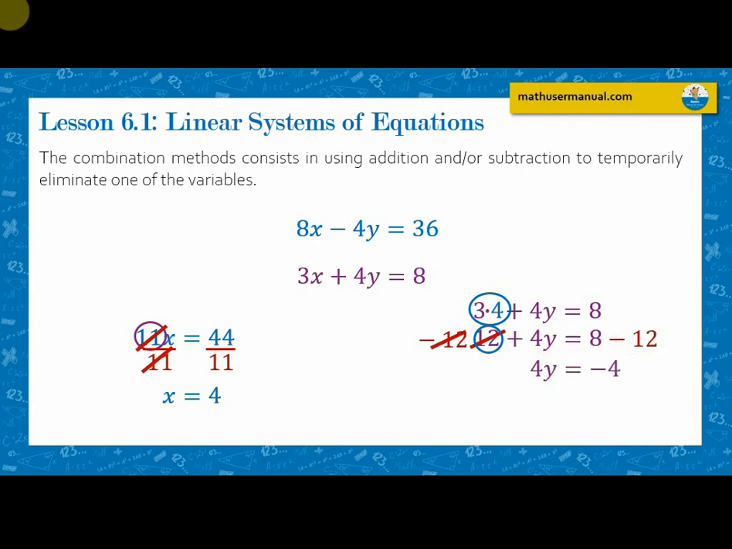And then the 4 is multiplying the y, so we divide by 4. The 4s cancel, but we have to do it on both sides. Minus 4 divided by 4, let's not forget the rules of signs. y equals negative 1. And these are the same pair of solutions we had using the substitution method in the previous lesson. So no matter which method we use, we still get the same answer.